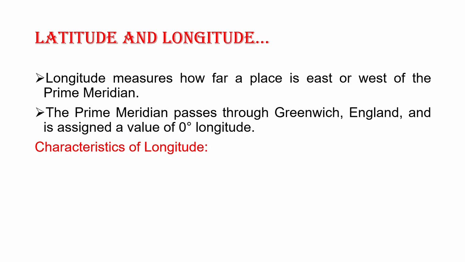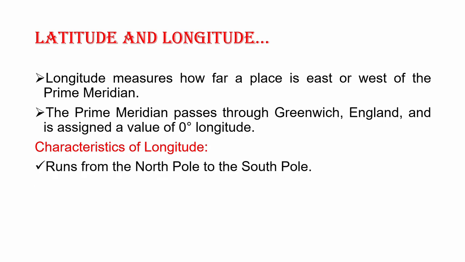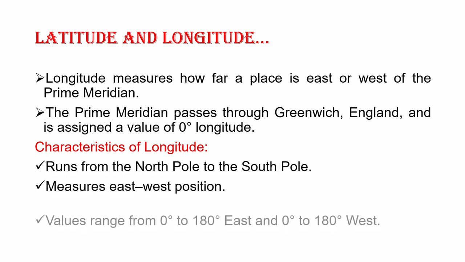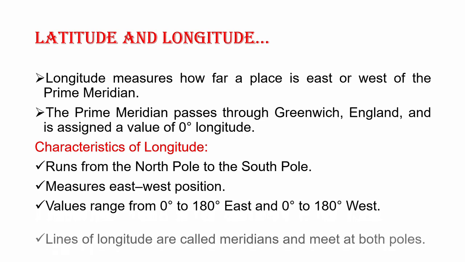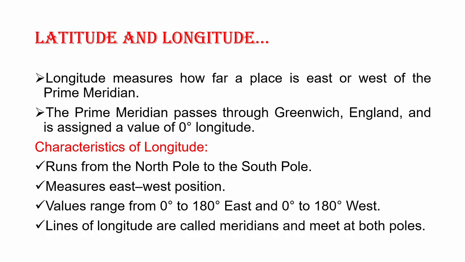Some characteristics of longitudes are: longitudes run from North Pole to South Pole. Longitude measures east and west position. The values of longitude range from 0 degree to 180 degree east and 0 to 180 degree west. The lines of longitude are called meridians and meet at both poles.